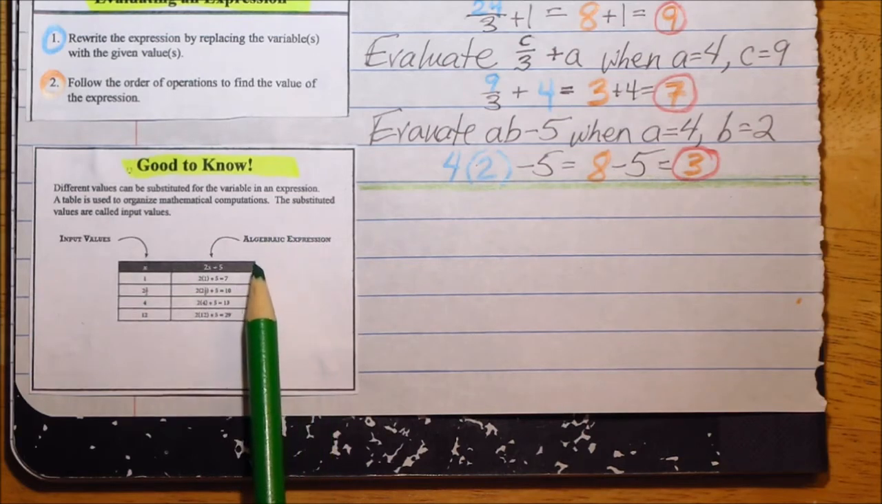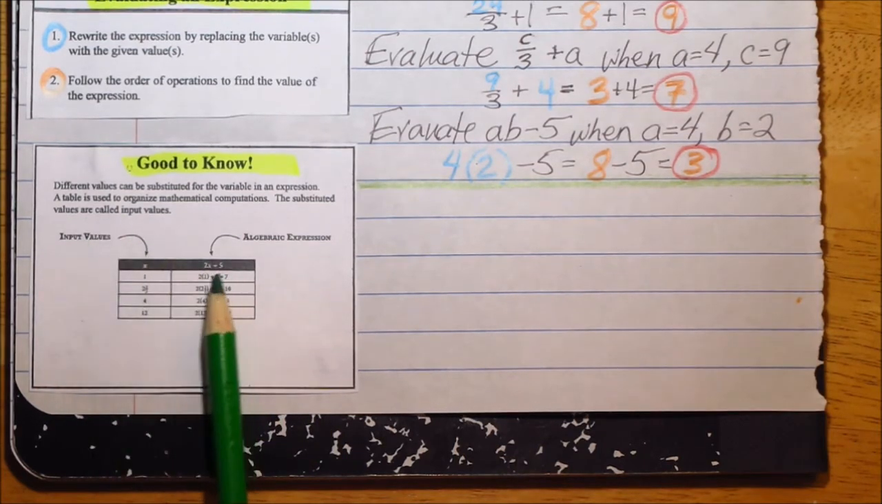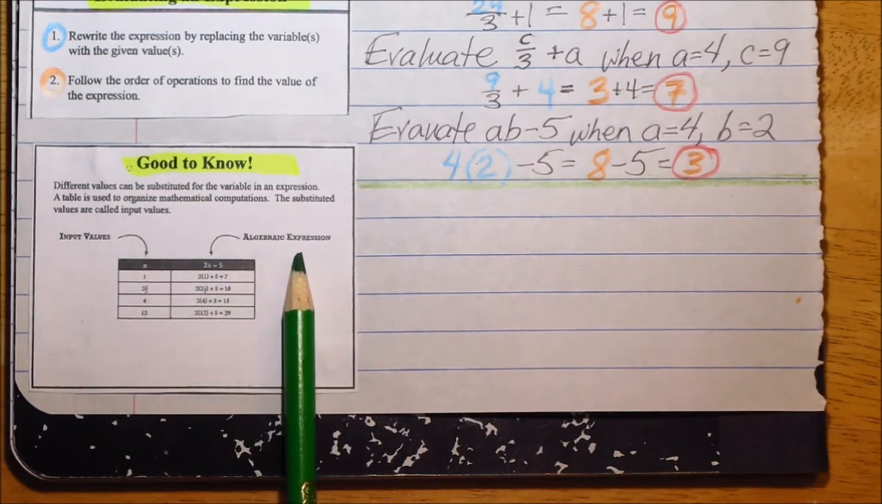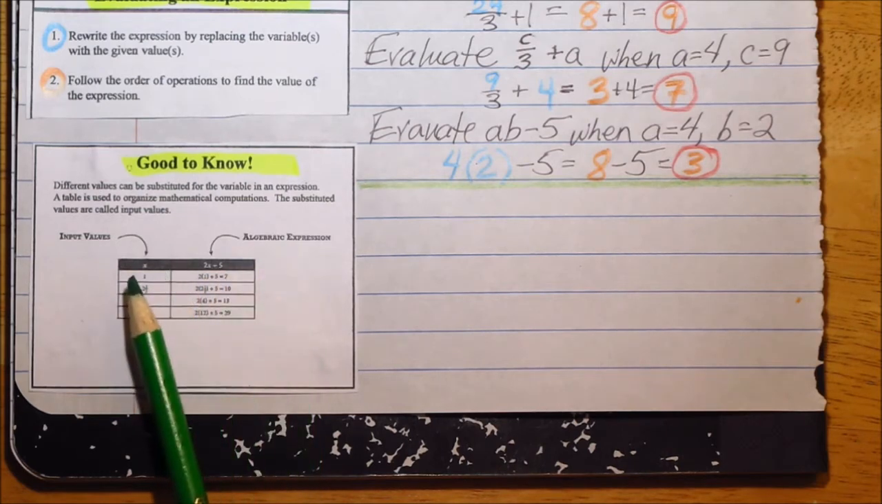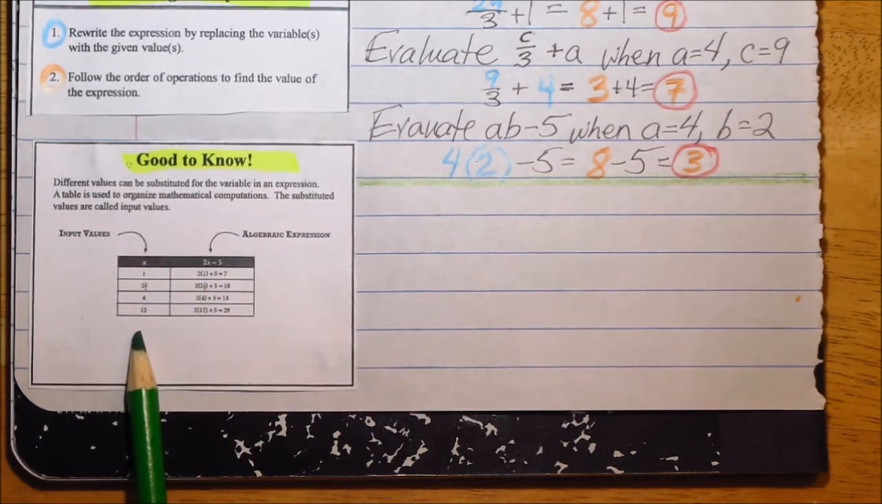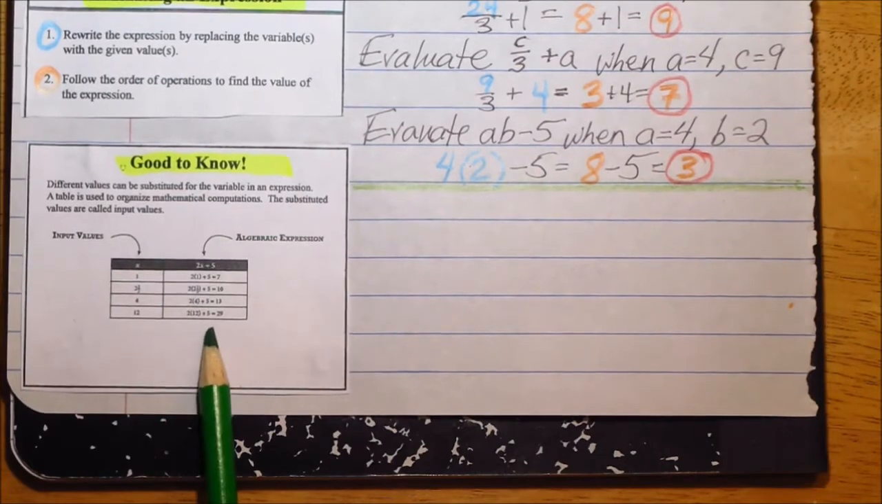So one expression, but we're going to use different values for the variable. And usually a table is used to organize the mathematical computations. The substituted values are called the input values. Okay, and then here's your algebraic expression.